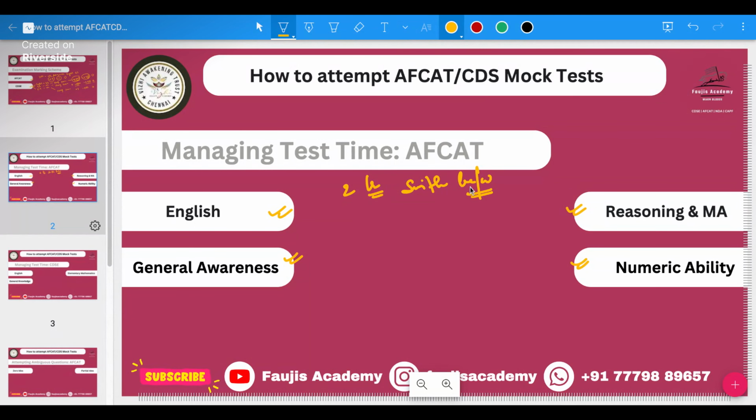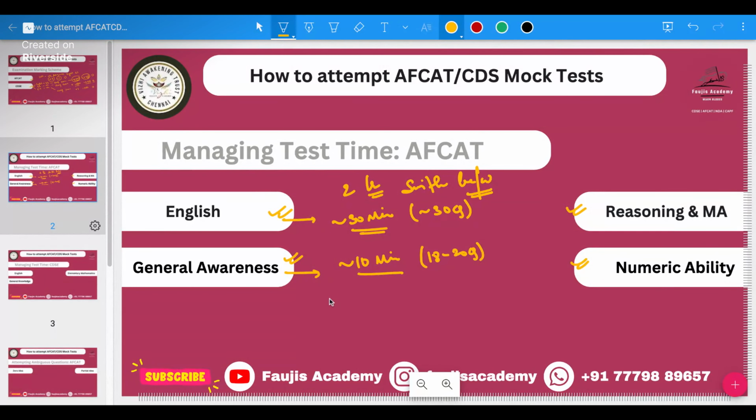So with that in mind, attempting whichever section you are best at first, I believe that close to 30 minutes should be sufficient for your English. English will have close to 30 questions, so 30 minutes should be pretty much enough for you. And GK, GS, GA, whatever the name is, essentially it's general studies only. There will be close to 18-20 questions from general awareness, and we believe that 10 minutes should be sufficient for this section.